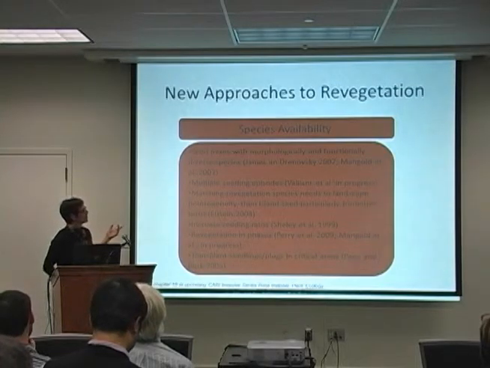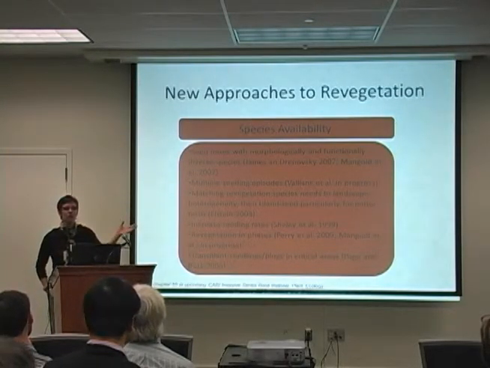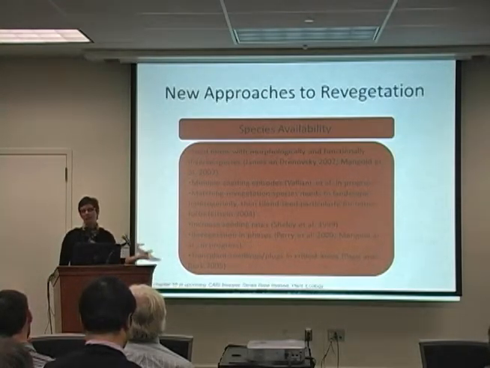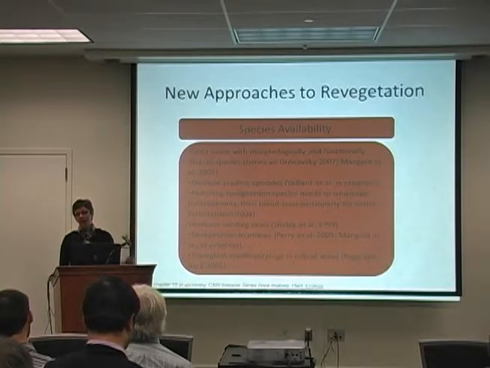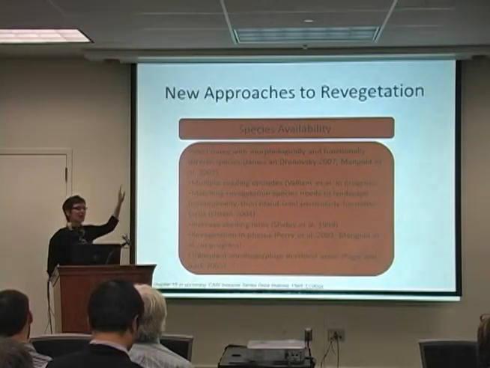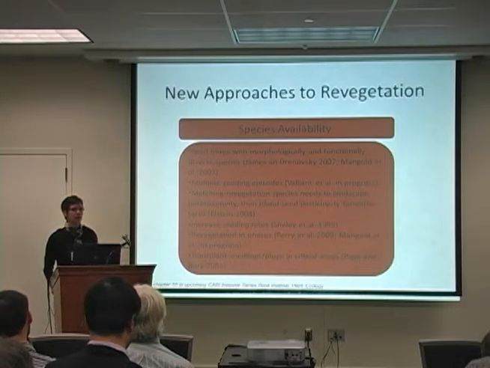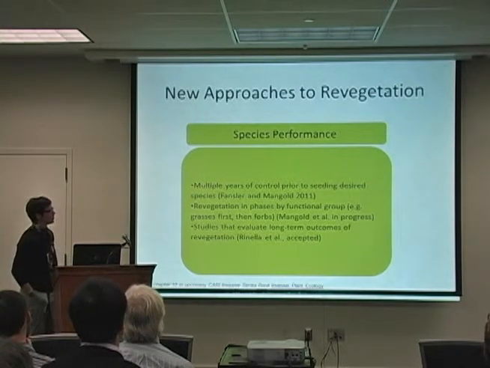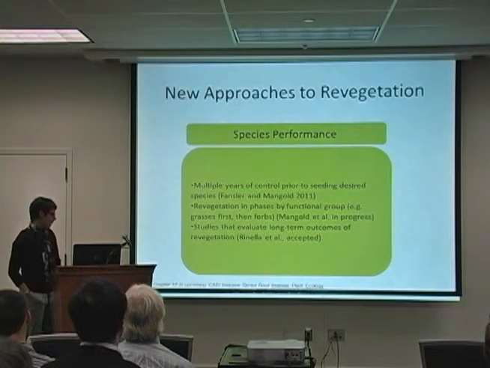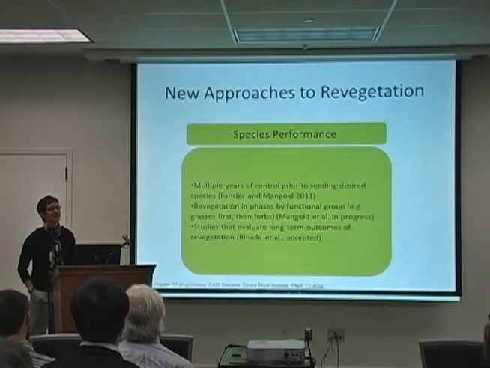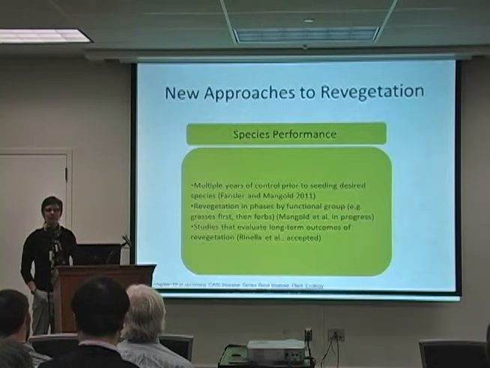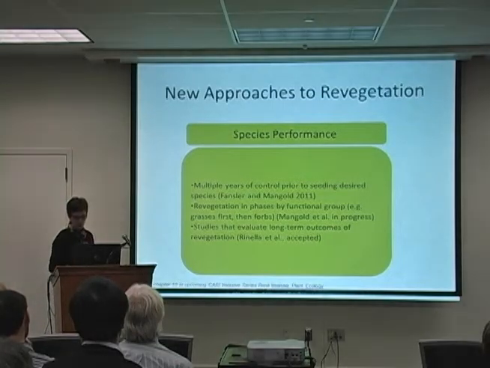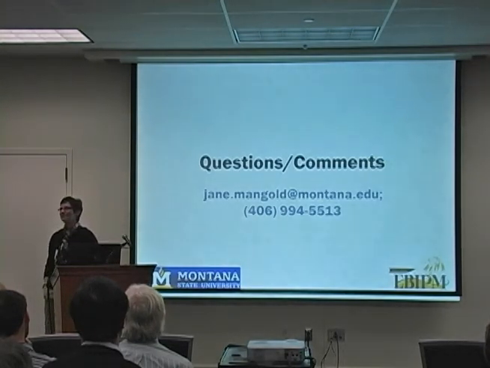So here's species availability. These are just some ideas about what we could do that's non-traditional. Usually right now we go out there, we spray, we seed, we do it all in 1 or 2 years. And then we sit back and hope something good happens. These are some ideas for how we might think about revegetation in a different way for species availability, and then for species performance. I would encourage you to get a copy of this book when it comes out so that you can read a lot more about these ideas and about some of the ideas that have been presented in this symposium so far. So I'm out of time.